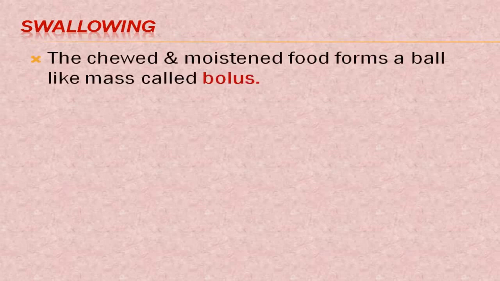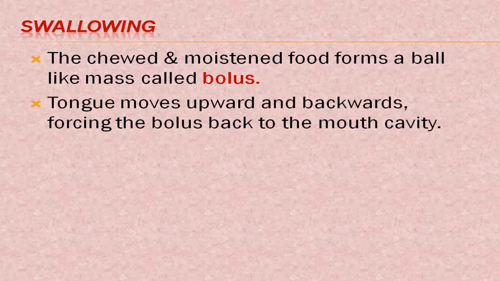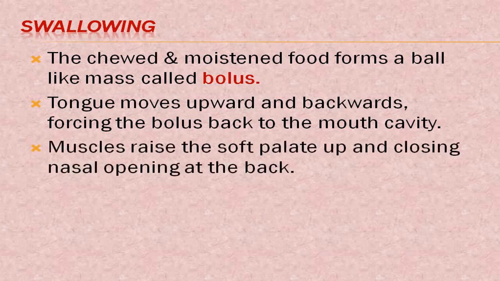Now the swallowing. Food which is masticated, that is the mechanical and physical breakdown that takes place in the mouth. After that breakdown, this chewed and soft food forms a ball-like mass that is called bolus. Then the bolus is pushed backward to the pharynx for swallowing. For this, the tongue moves upward and backward, forcing the bolus back through the oral cavity towards the pharynx. The muscles at the same time raise the soft palate up, due to which the internal nostrils or internal nasal openings which are present at the back of the oral cavity are closed.